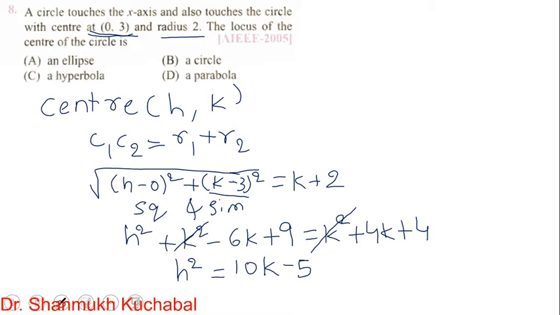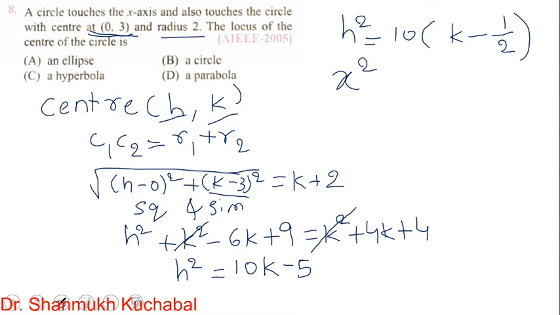So we'll take 10 as common from the RHS. So we get this as k minus 1 divided by 2. So we get this in the form of x square. So h we take as x, the first coordinate, and k as y. So we get x square equal to 10 times (y minus 1 by 2).